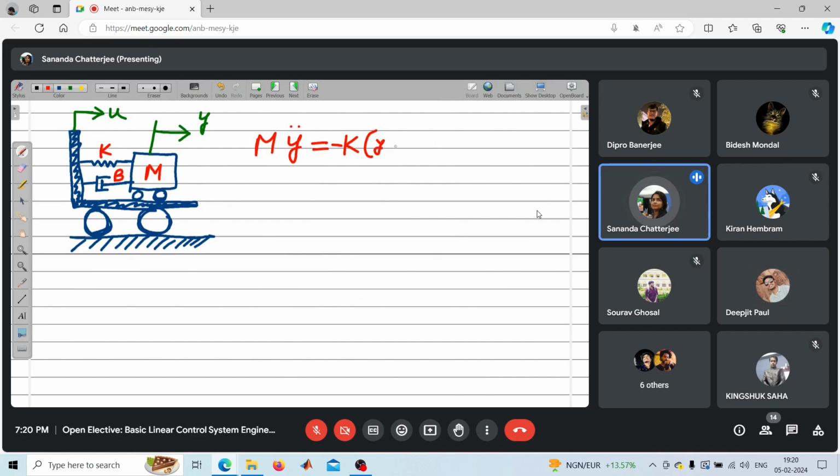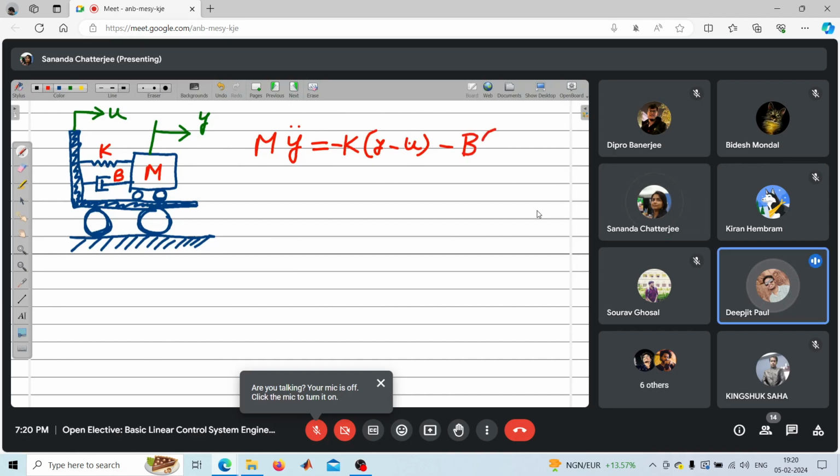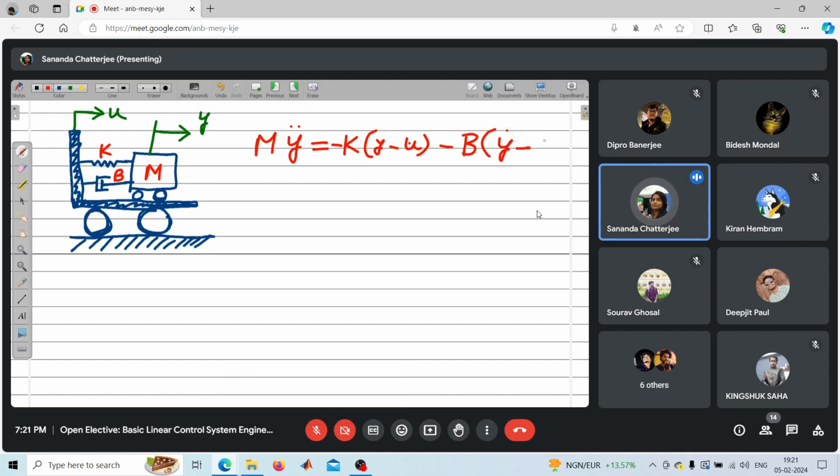For k it will be only the displacement, y minus u. And for the damper, minus c into y dot minus u dot.